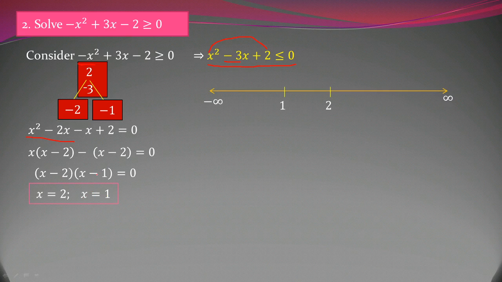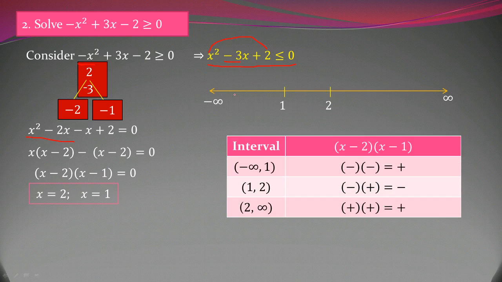So what is the next step? Next step is you have to plot these values in the number line. So you will have like this. Next is you have to mark the interval. So the first interval will be what? Minus infinity to 1. Second interval is 1 to 2. Third interval is 2 to infinity. Then you have to take this term, and in this interval you take any number. The easiest number is 0. So you take 0.